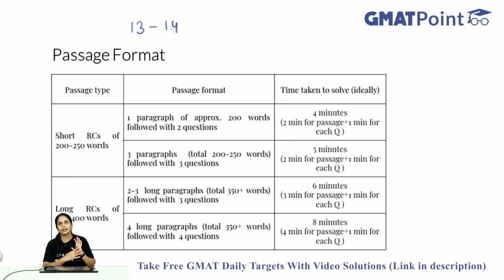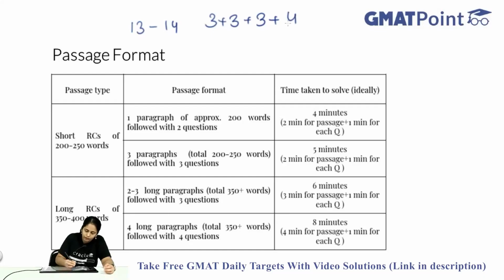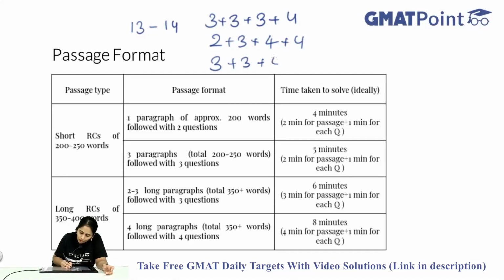So just remember that you will get around 13 to 14 questions, and this configuration can be either 3 plus 3 plus 3 plus 4, where one of these 3 question sets is a shorter set, or you can get something like 2 plus 3 plus 4 plus 4, which is essentially around 13 questions, or you can get something like 3 plus 3 plus 4 plus 4, which is 14 questions. In this kind of scenario, you will have a mix of shorter 3 question paragraphs and longer paragraphs also.